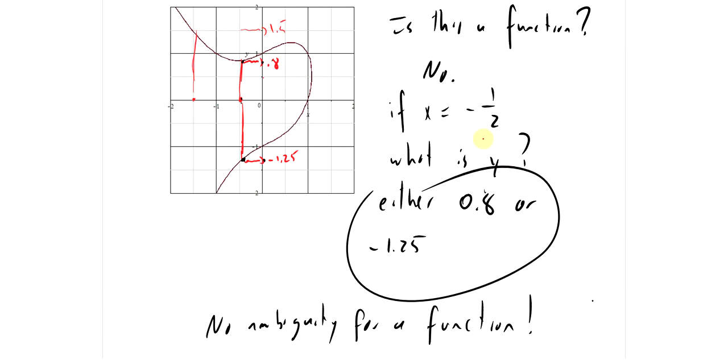All we need is one x value that's got more than one possible y value to make it not a function. So this is not a function because there's just too many options for x equals minus 1/2. So this does not pass the vertical line test. A vertical line through x equals 1/2 hits the graph in 2 points.